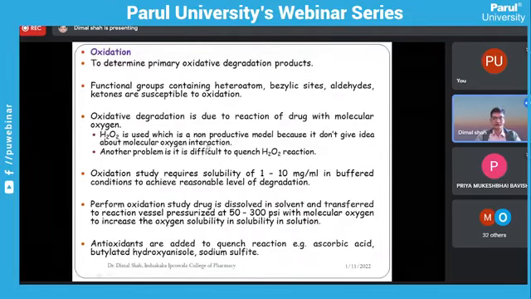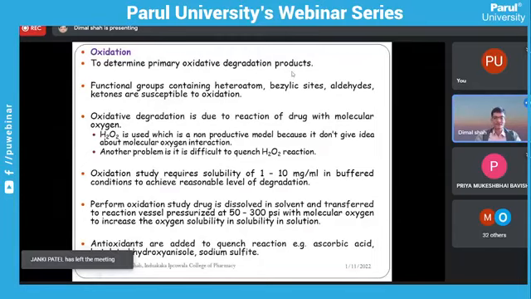See, it is the dissolved oxygen, or the oxygen present in the atmosphere, which is responsible for the degradation of the compound. Hydrogen peroxide is not indicative of molecular oxygen. So normally this model is non-productive, but still we continue the study with hydrogen peroxide. And another problem that normally arises with hydrogen peroxide is difficulty in quenching. We cannot quench this reaction. We cannot stop this reaction. So these are the two problems associated with hydrogen peroxide, but we have to be careful while using it.